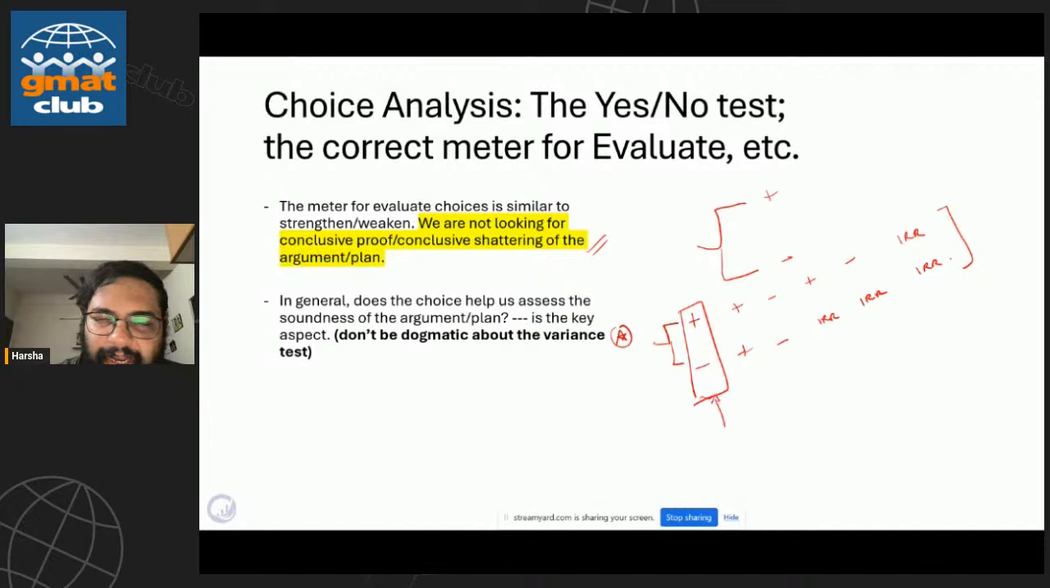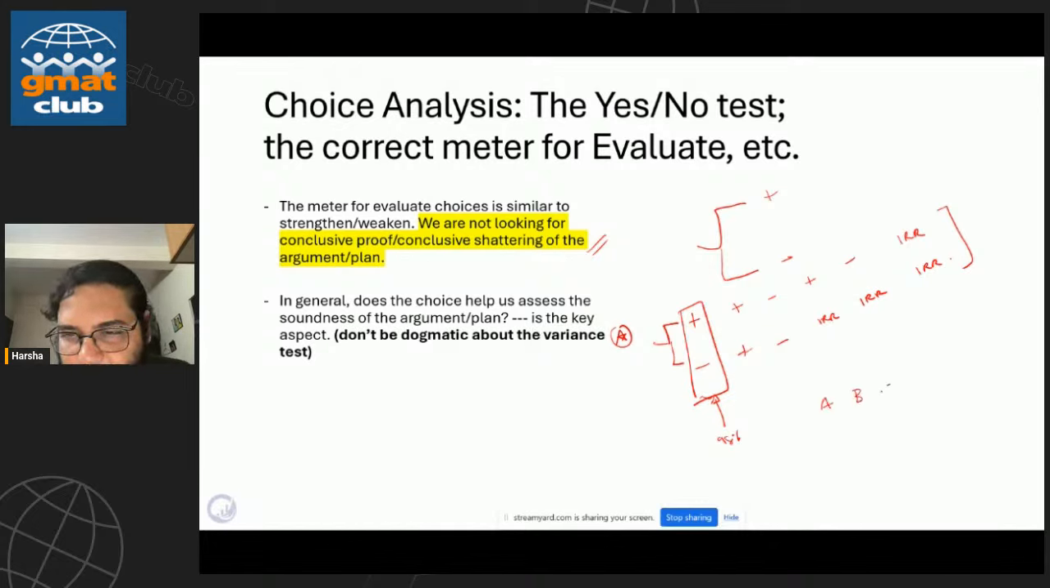This is your typical answer choice in like 95-98% of the cases. I'm still giving you a 2% open to possibilities scenario here, because remember, in all of these questions, you'll see the phrasing, which of the following most helps you assess. It is a process of elimination game.